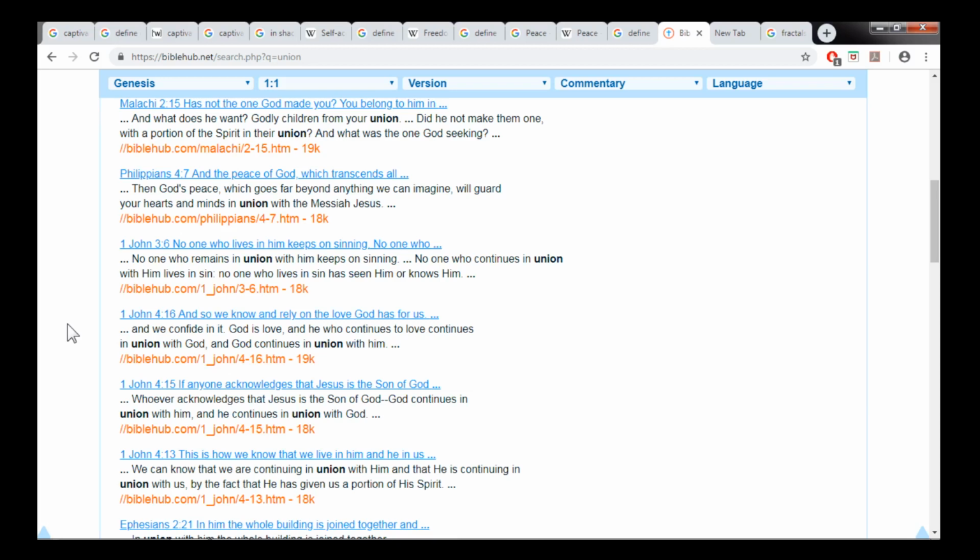Then God's peace, right? Which goes far beyond anything we can imagine. Then God's peace, not man's peace, which goes far beyond anything we can imagine, will guard your hearts and minds in union with the Messiah Jesus, who knew. Amen. Look, yes, true peace just fills you with the love of the Father, which is and gives forth life relentlessly.